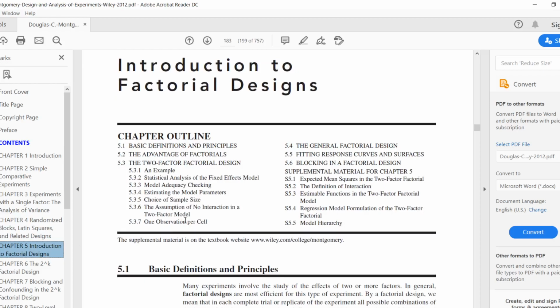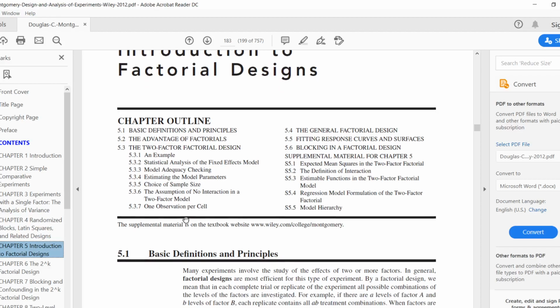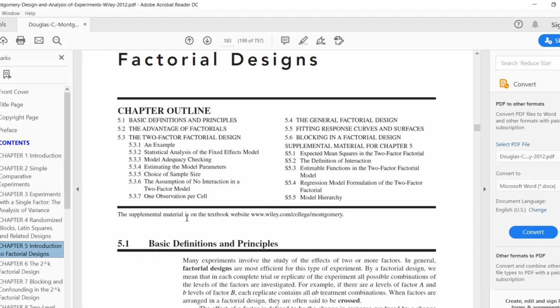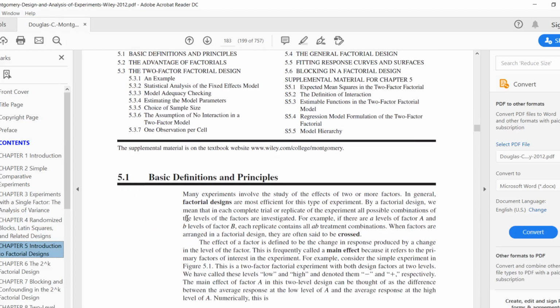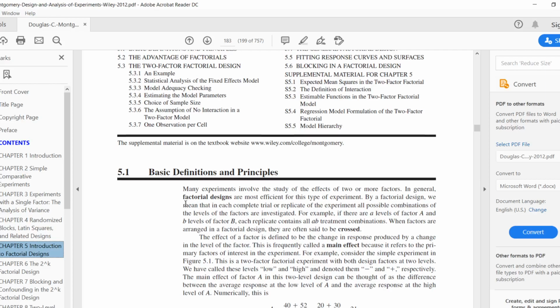Chapter 5 is talking about the factorial designs. Chapter 5 incorporates a lot of content from chapter 3 and 4. And so before even worrying about chapter 3 and 4, we can take a look at that parallelism and how everything is applied in chapter 5. Now let's look at 5.1.